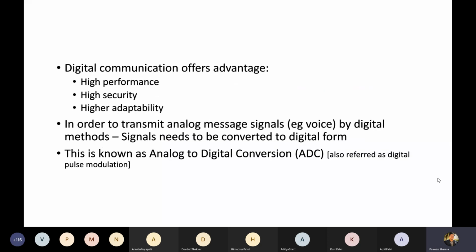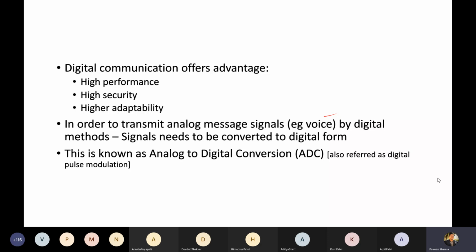Okay, so there are definitely the advantages of digital communication: high performance, security, adaptability, etc. All these are well-known advantages of any digital system, be it digital communication system. So we need a conversion process. In order to transmit our analog message signals, for example, voice, using digital communication systems, we need to convert our signal into digital form. This we are referring to as analog to digital conversion.